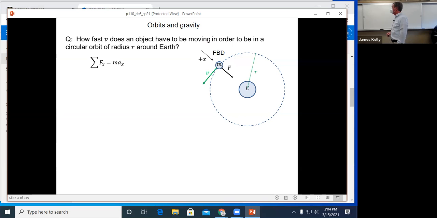So the sum of the force x components equals m a_x, and a_x is v squared over r. That's where it's going to come from. And of course, the force we're talking about is due to Newton's universal gravitational force. So we just plug that in on the left side. That's the only force with a non-zero x component. That's the mass in the free body diagram, the mass of the thing that's orbiting, times v squared over r.